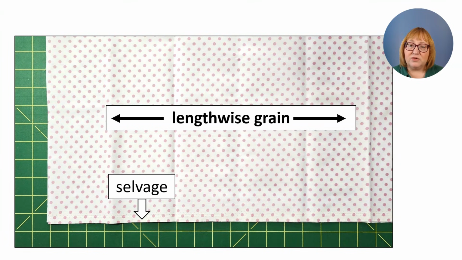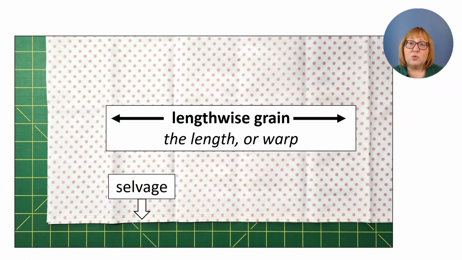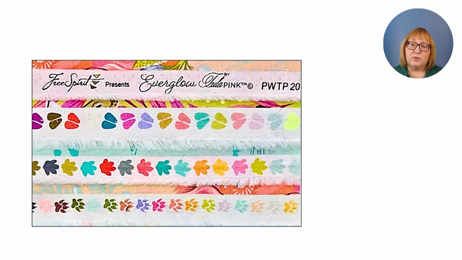We'll start with the lengthwise grain. This runs parallel to the selvage of the fabric. These are the warp threads. Fabric cut across the lengthwise grain, or parallel to the selvage, is the most stable and has very little stretch. The selvages are usually easy to spot as they're more tightly woven, don't fray, and may have pinholes from the manufacturing process. They may also be printed with the manufacturer, designer, or indicate the dyes used in the fabric. Tulip Pink's animal prints are especially fun.